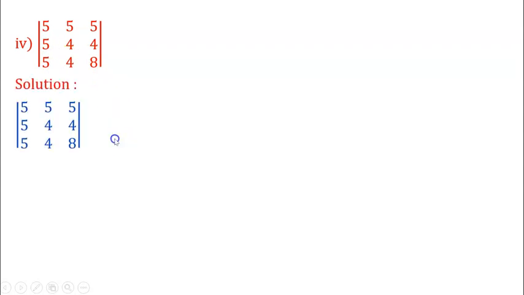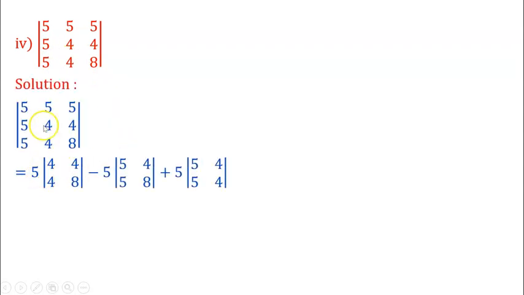Okay, now next, 5 5 5, 5 4 4, 5 4 8. Now evaluate this. Okay, 5 into, eliminate the elements in the first row, first column, 4 4 4 8. Okay, next minus 5, eliminate again the first row, second column, you will get here 5 4 5 8. And the last plus 5, eliminate these and these, you will get here 5 4 5 4.